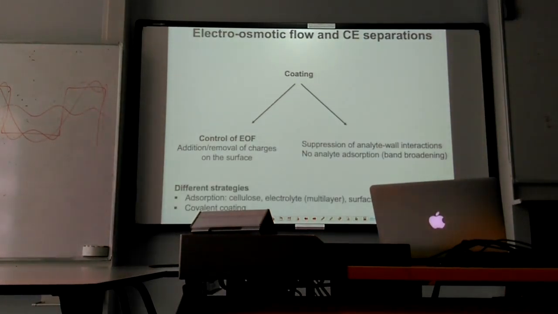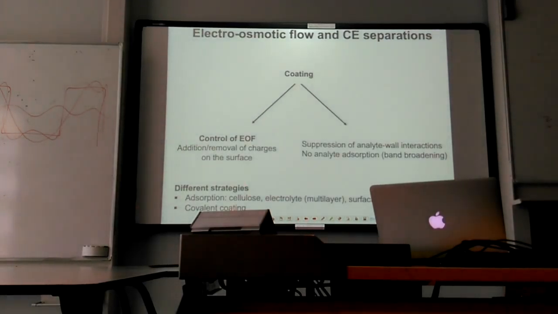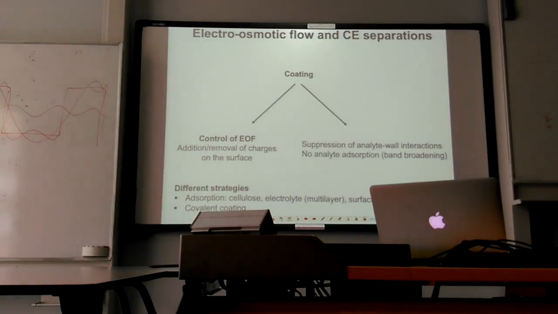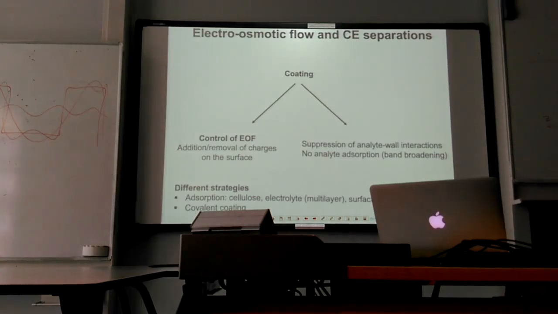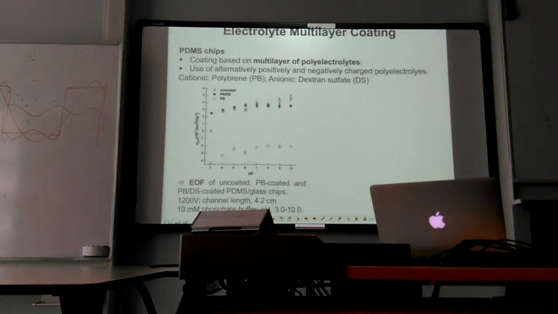Most of the time, people are working with adsorption strategies. They work with molecules which are charged or neutral that can interact with the wall and can coat the wall. You can also do a covalent coating, but most of the time people prefer to work with adsorption of molecules on the surface. I have 2 examples here to show you 2 different strategies. In the first example, these are PDMS chips, but it could be also another material.